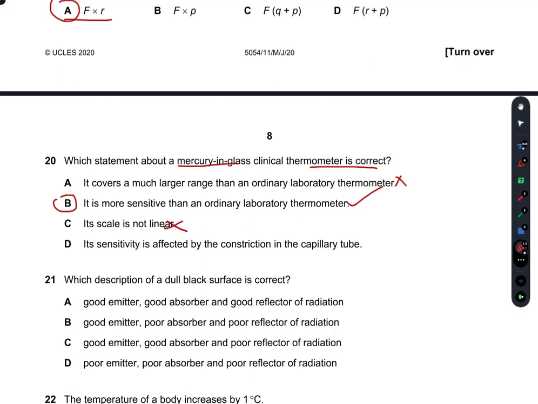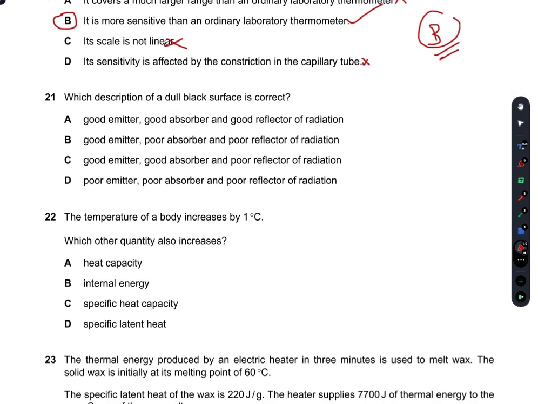No, it is linear. Its sensitivity is affected by constriction in the capillary tube. I'm not sure about this one, but definitely it is more sensitive than the lab thermometer. Means B is the right answer.